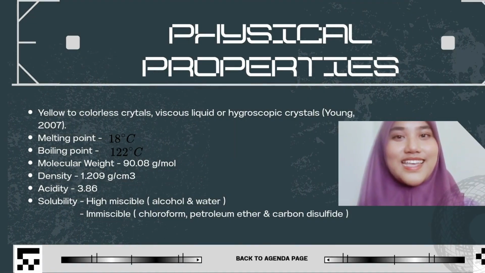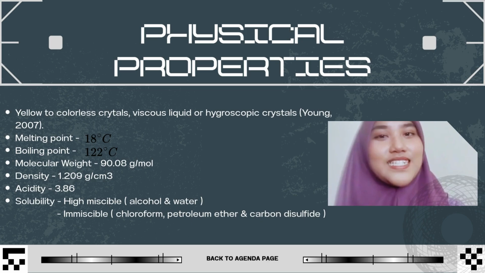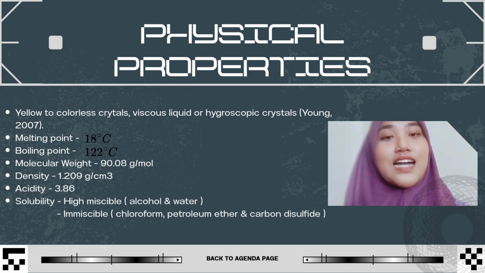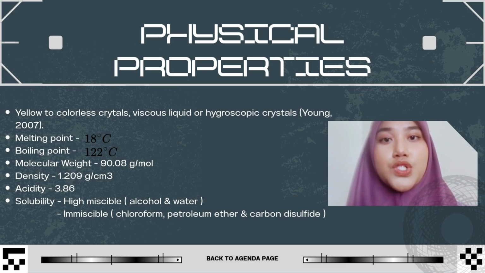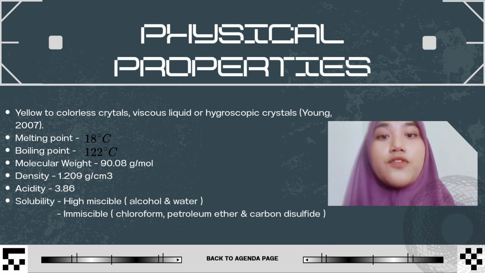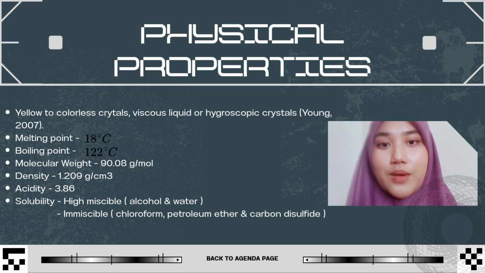Let's take a closer look at the physical and chemical properties of lactic acid. For the physical properties, lactic acid is a colorless, viscous liquid or may exist as hygroscopic crystals that readily absorb moisture from the atmosphere. It has a molecular formula of C3H6O3 and a molecular weight of 90.08 gram per mole.